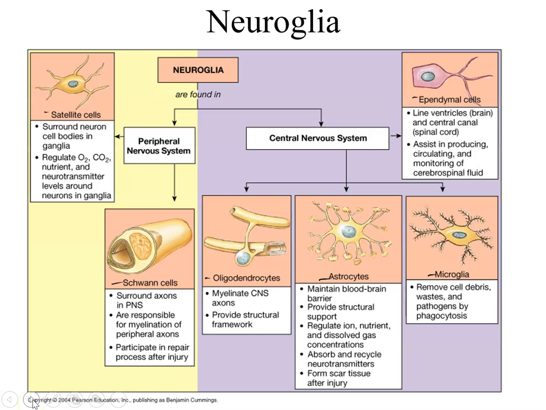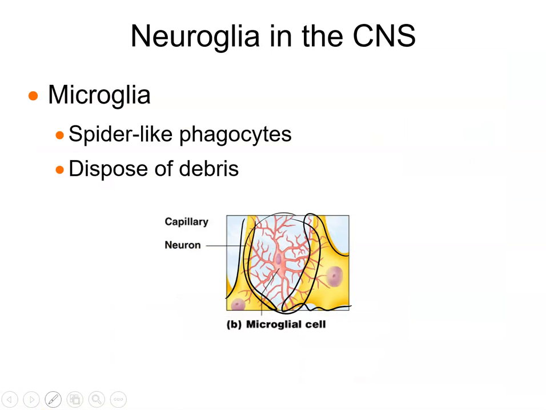Okay, so some of these are located only in the central nervous system. They include oligodendrocytes, astrocytes, microglia, and ependymal cells. Keep in mind the S words. Satellite cells and Schwann cells are only found in the peripheral nervous system as neuroglia. So let's first talk about neuroglial cells in the peripheral nervous system.